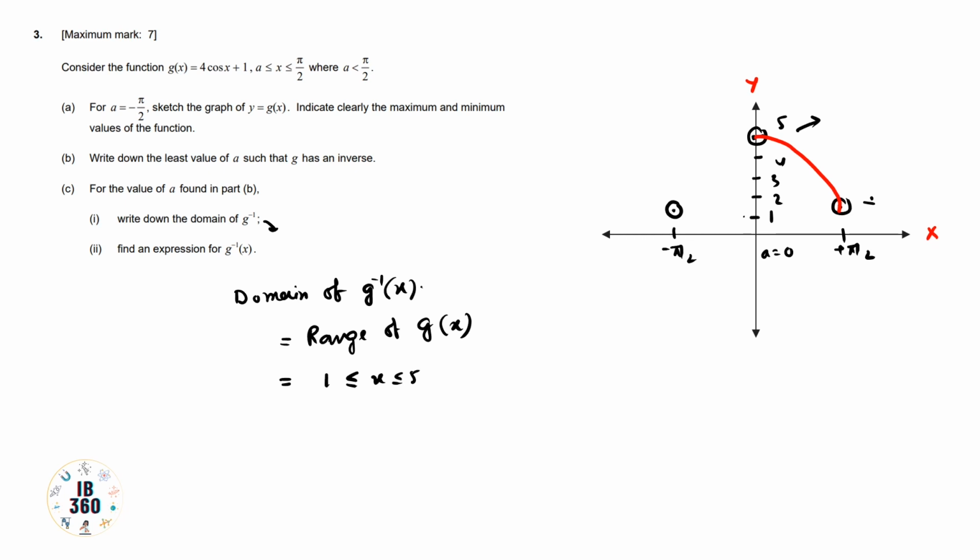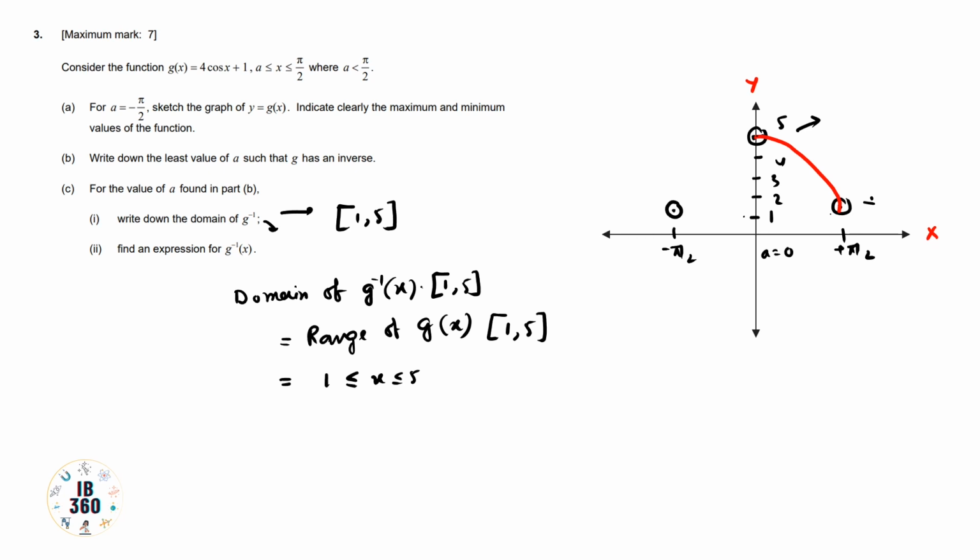This is basically the closed interval 1, 5, because it is touching the particular points 1 and 5, here and also here. So the domain of G inverse x will be 1, 5. So write down the domain of G inverse x: it is 1, 5. So this problem is also done.